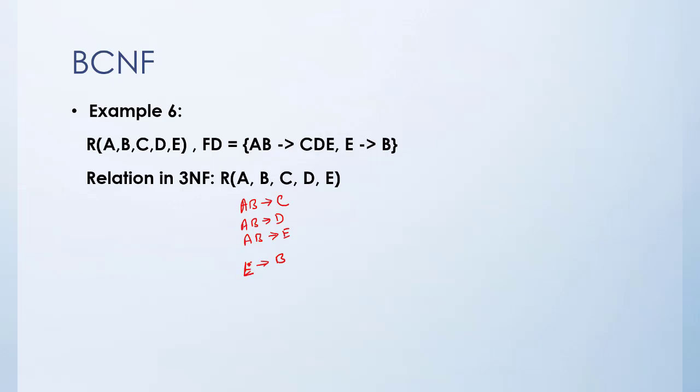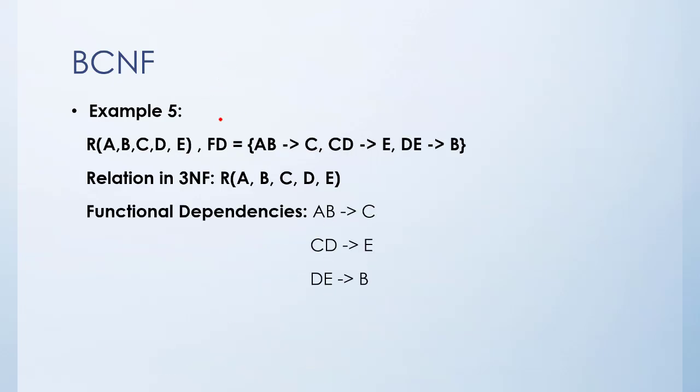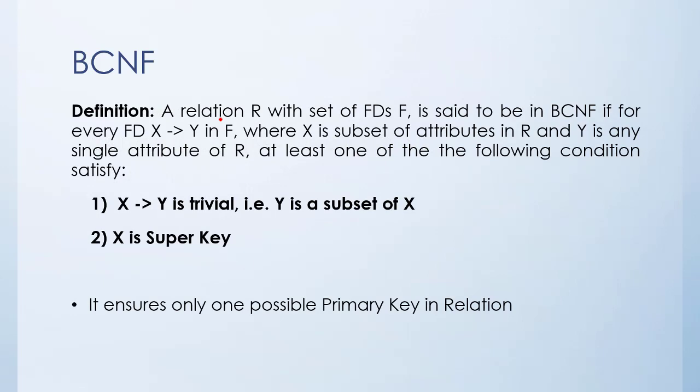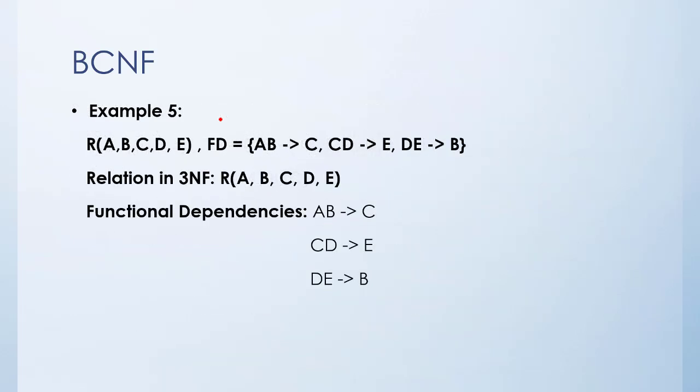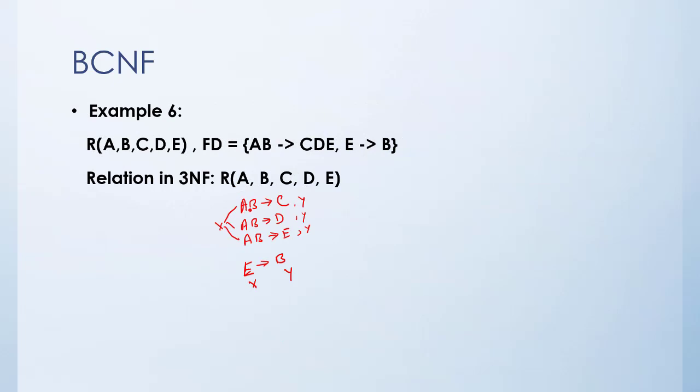Here the super key is AB, so A, B is the X, and C is my Y, D is my Y, E is my Y. Now here E is the X and B is my Y. By the definition of BCNF, the first three functional dependencies are dependent on AB, and as AB is a super key, these three satisfy the condition of BCNF. Now that is not enough, we need to consider the other functional dependencies also.